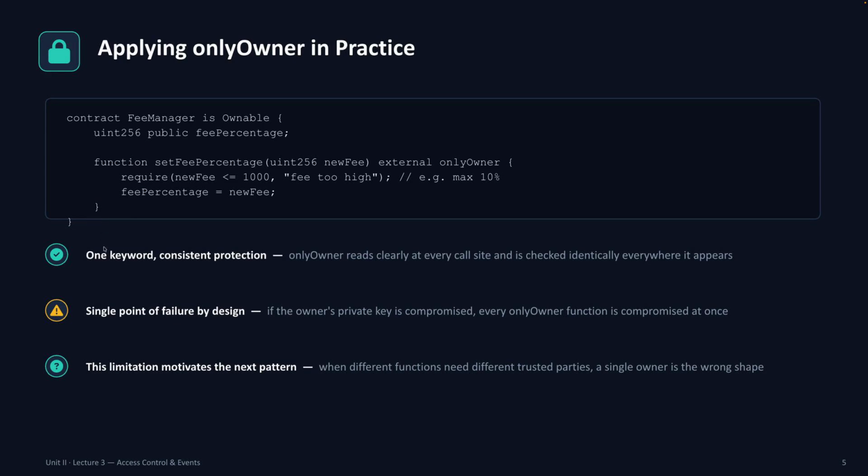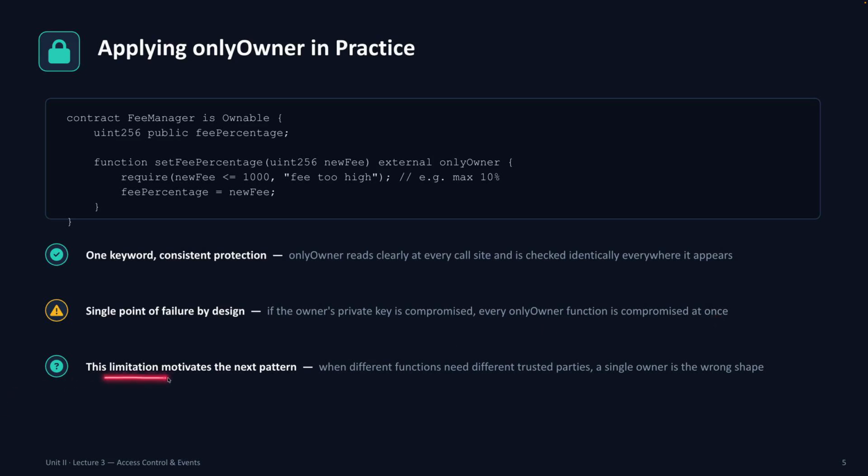So what happens? Here we are using one keyword which gives us consistent protection. That is, onlyOwner reads clearly at every call site and is checked identically everywhere it appears. Single point of failure by design. If the owner's private key is compromised, every onlyOwner function is compromised at once. This is the main limit or drawback of the Ownable pattern.